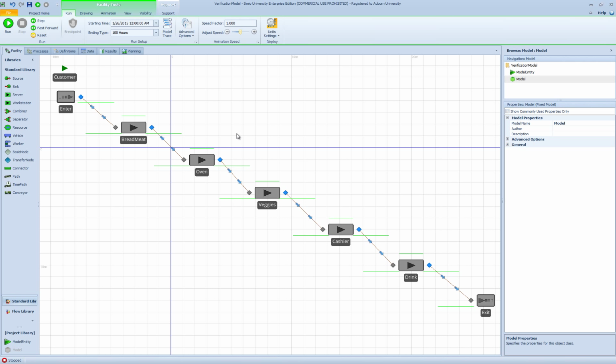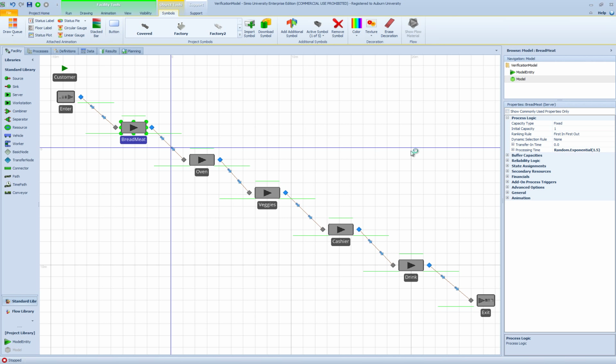So here is my modified model for my verification analysis. As you can see, I have changed all my processing times to exponential distribution with the same means. And of course, for the oven station, I have also removed the empirical distribution that I had. So now everybody is treated exactly the same on the oven station, similar to my analytical static model.